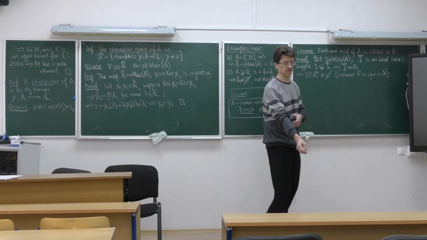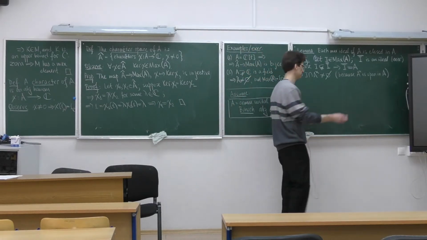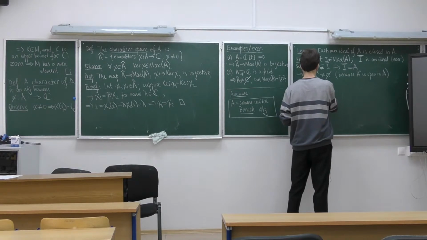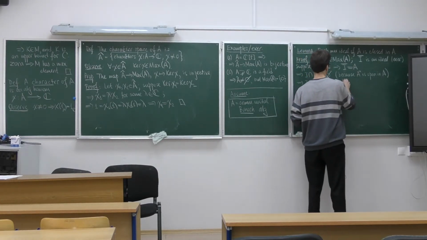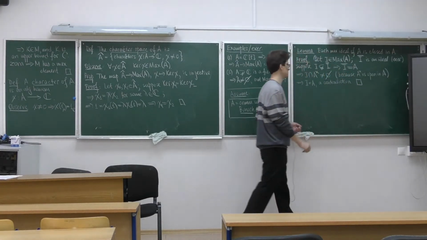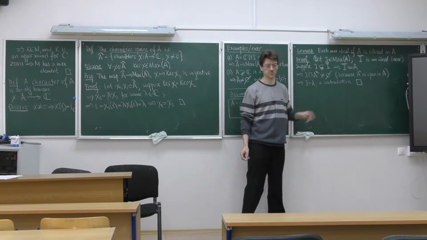But if an ideal contains at least one invertible element, then it is equal to A. So I equals A, and this is a contradiction. And this contradiction completes the proof. So we have assumed that I is not closed, so it is closed.